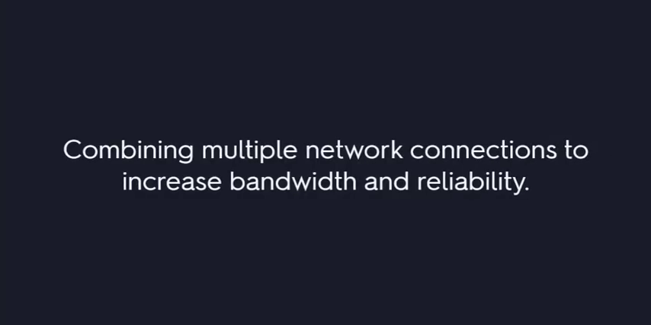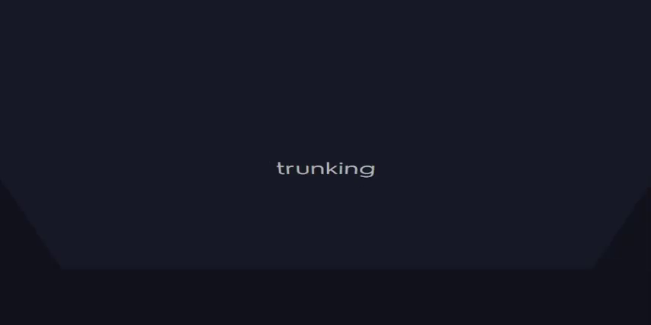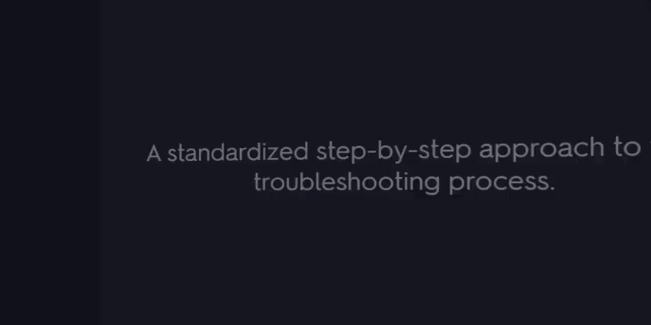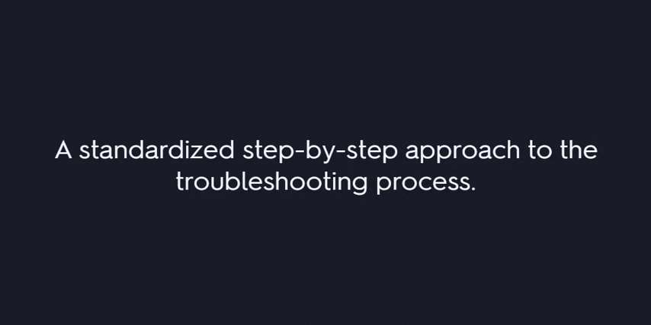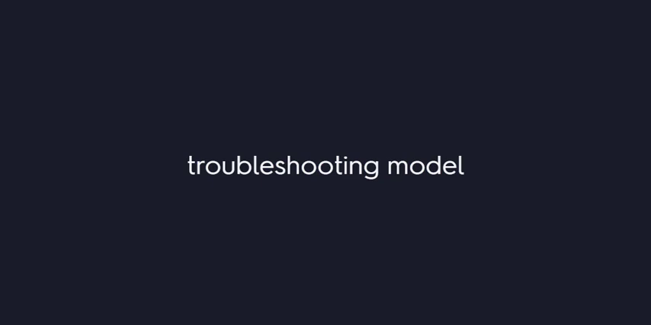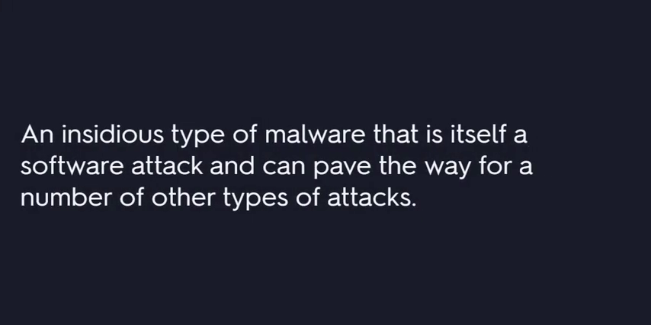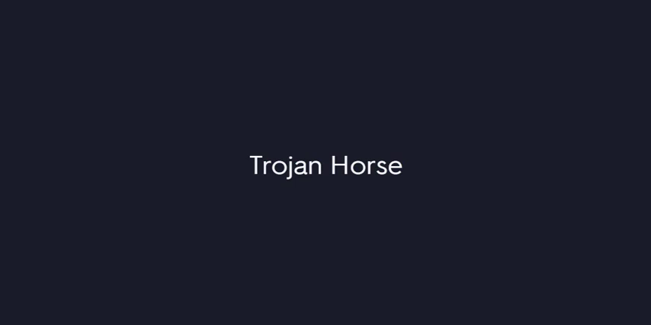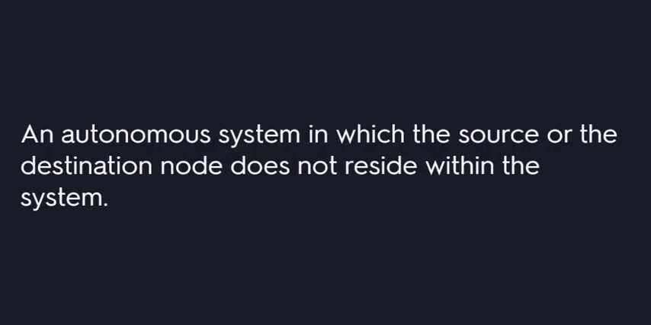Combining multiple network connections to increase bandwidth and reliability. Trunking. A standardized step-by-step approach to the troubleshooting process. Troubleshooting model. An insidious type of malware that is itself a software attack and can pave the way for a number of other types of attacks. Trojan horse. An autonomous system in which the source or the destination node does not reside within the system.